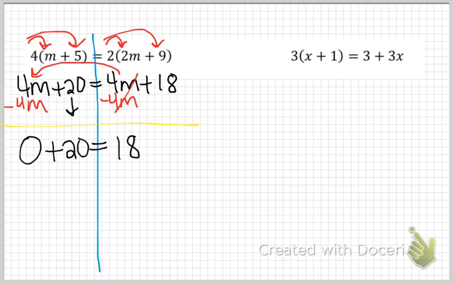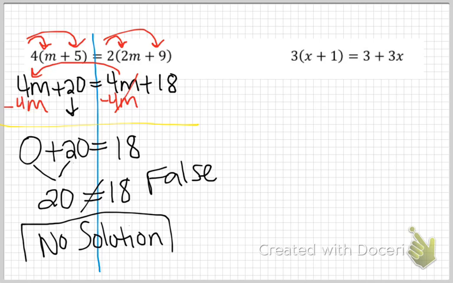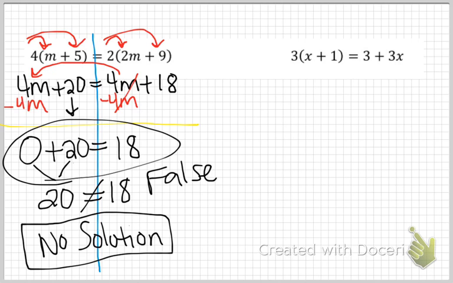What happened to our m? It canceled. The m's canceled. No more m's. All we have is a statement that says 20 is the same thing as 18. Well, that's false. 20 is not the same thing as 18. So when we get a false statement, our answer is no solution. There's no way that's true. So this problem didn't work out for us. No solution. Why? Because our m's canceled out, and we had a statement that was false.